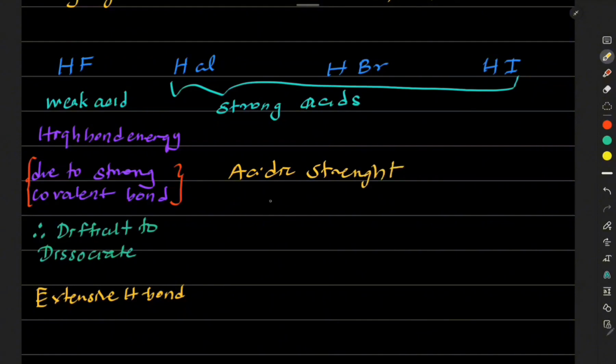Acidic strength: HCl is less than HBr, and HBr is less than HI.